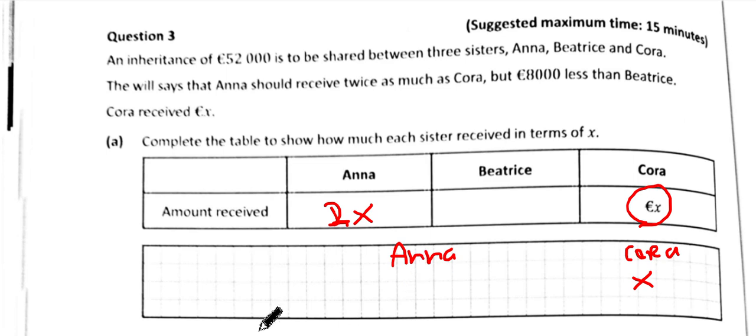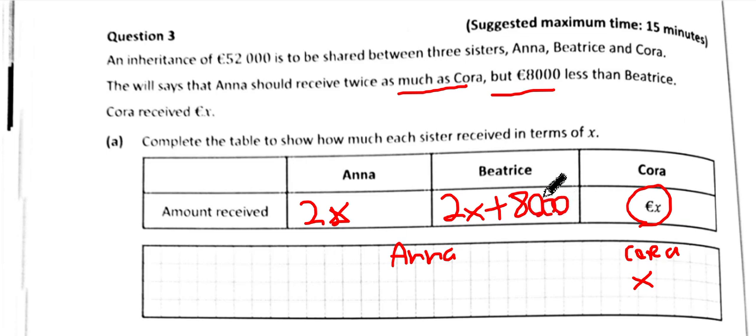Alright. Now, the hard part is Beatrice. What are we going to do with Beatrice? But 8,000 less than Beatrice. So does that mean Beatrice gets 8,000 more than Anna? Anna receives twice as much as Cara, but 8,000 less than Beatrice. So Beatrice gets 8,000 more than Anna. So what should I write down for Beatrice then? 2x plus 8,000. Yeah. All good?